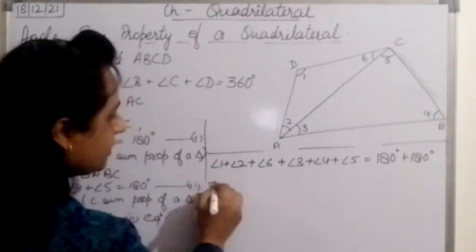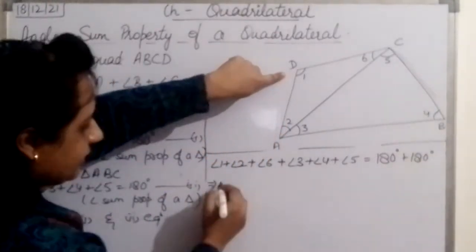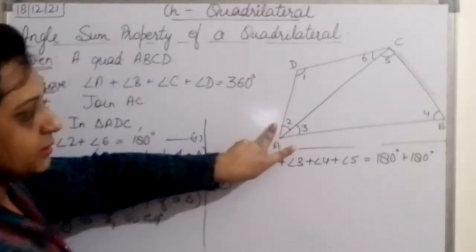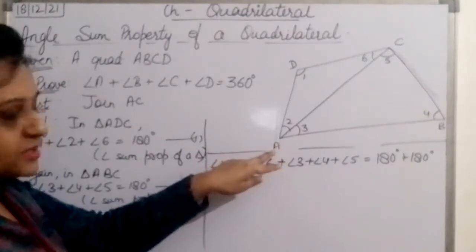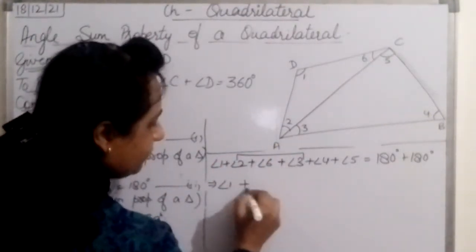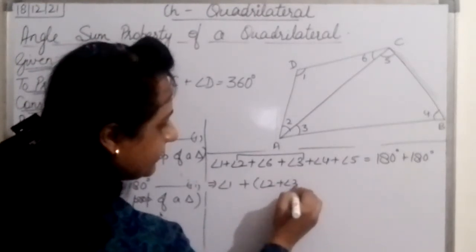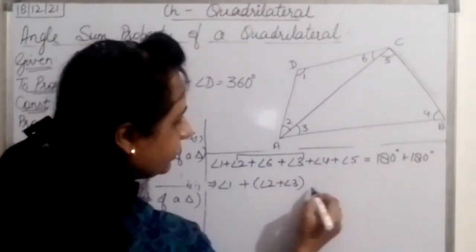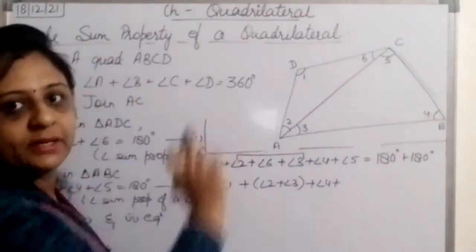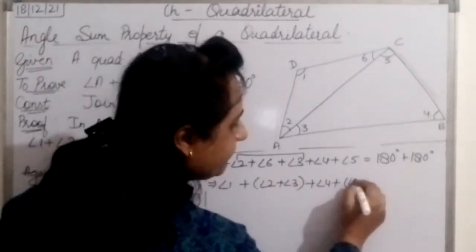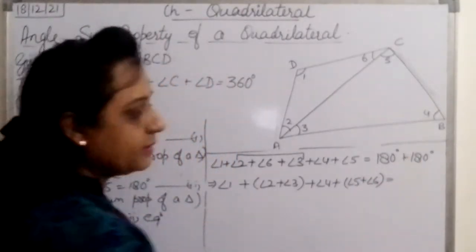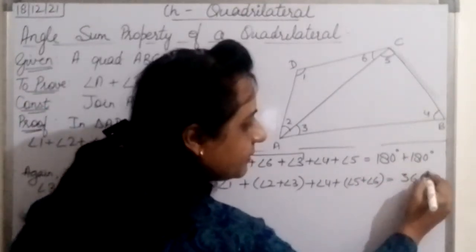So what will we get? Angle 1 we write separately. Angle 2 and 3 combine and form angle A, so we write angle 2 and angle 3 in one bracket. After that, angle 4, and angle 5 and angle 6 combine to form angle C, so we write angle 5 and angle 6 in another bracket. And the right-hand side becomes 360 degrees.